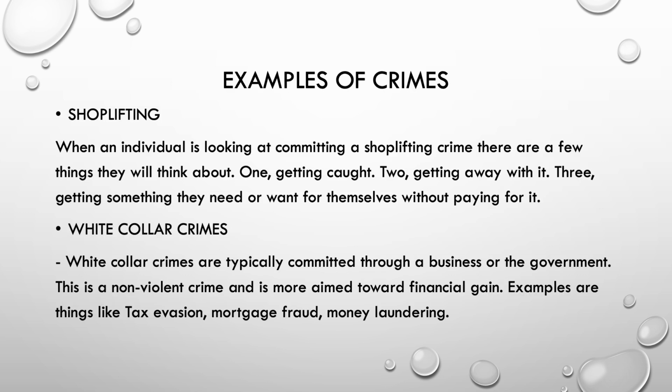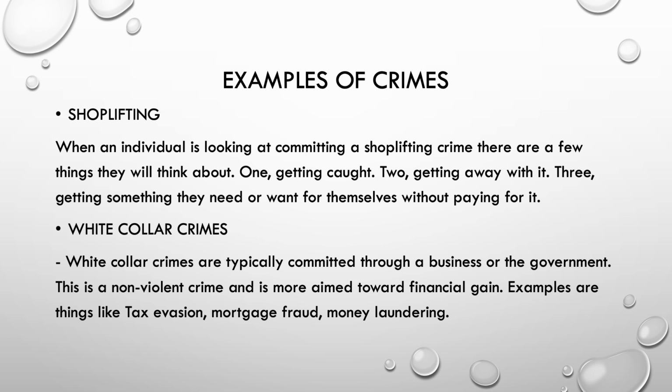Examples of crimes. When talking about rational choice theory, there are specific crimes that one can look into for personal gain, and I picked two of those. The first is shoplifting. When an individual is looking at committing a shoplifting crime, there are a few things that they think about. One, getting caught. Two, getting away with it. Three, getting something they need or want for themselves without paying for it. Shoplifting is one of the easiest ways to get a personal gain because you're stealing it, so you're not paying for it, and it's something that you need or something that you want.